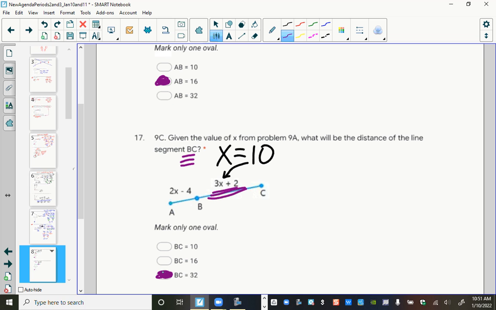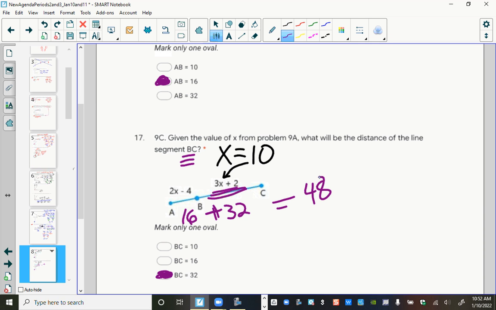Because if you add 16 and 32, what do you get? What if we add those two numbers up? What would we get? 48. And that was the overall length. Okay? All right, questions? Just trying to see what's left.